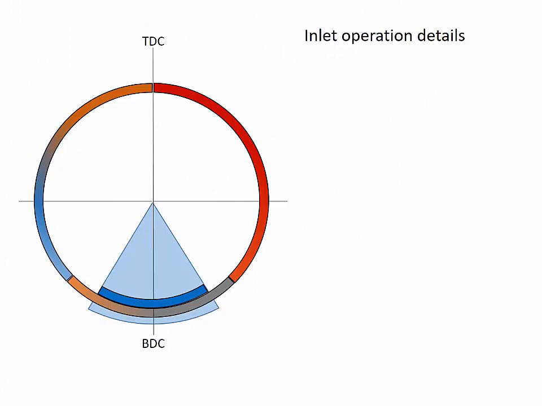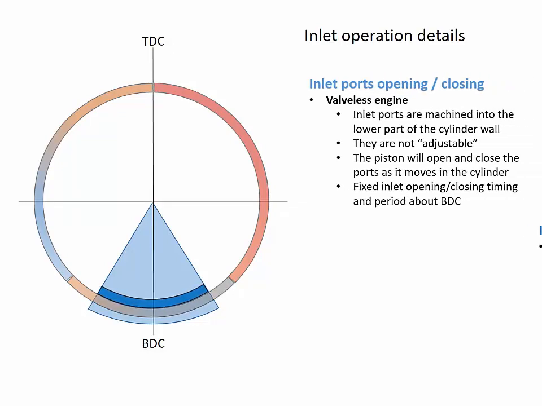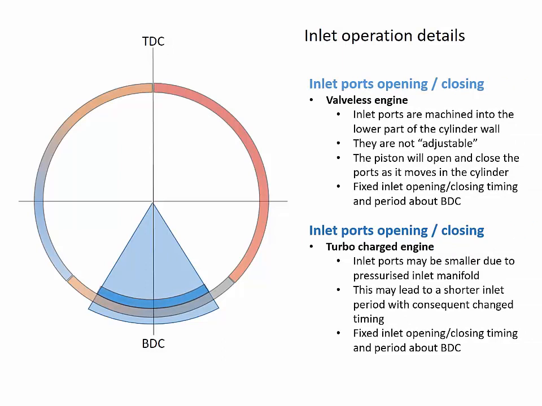So the inlet operation details. The inlet ports opening and closing is done by the movement of the piston. The inlet ports, as previously mentioned, are in the lower part of the cylinder wall, and these are not adjustable. They're machined holes into the liner. So as the piston travels up, it will close the inlet ports, and as the piston travels down towards bottom dead center, it will open the inlet ports. So the period that the inlet ports are actually open for is a fixed period.